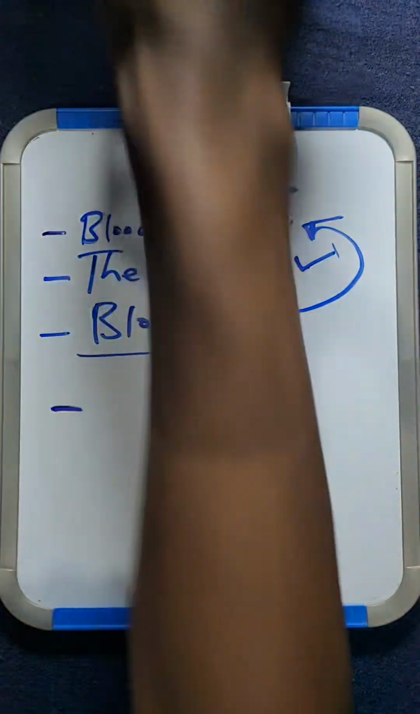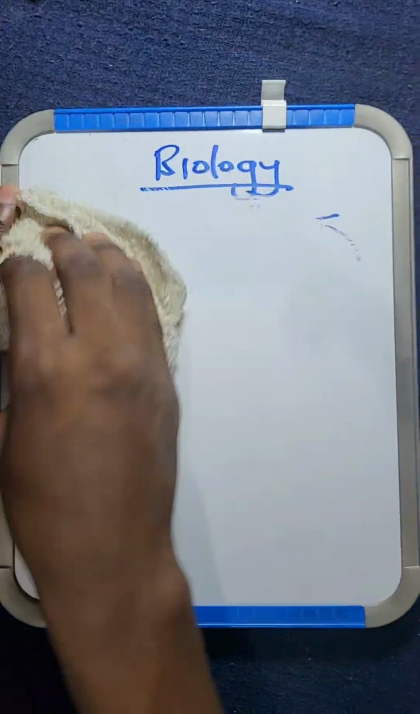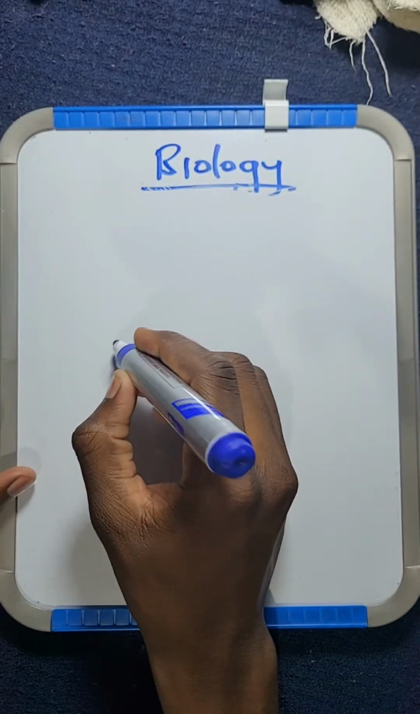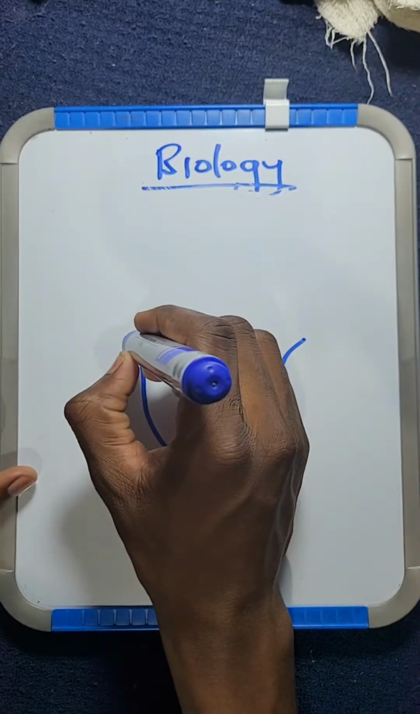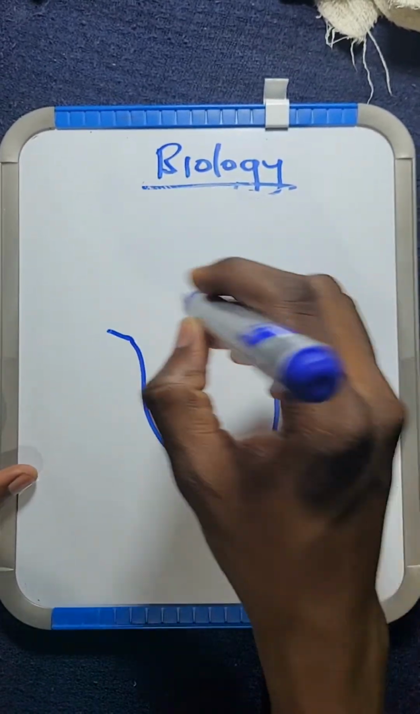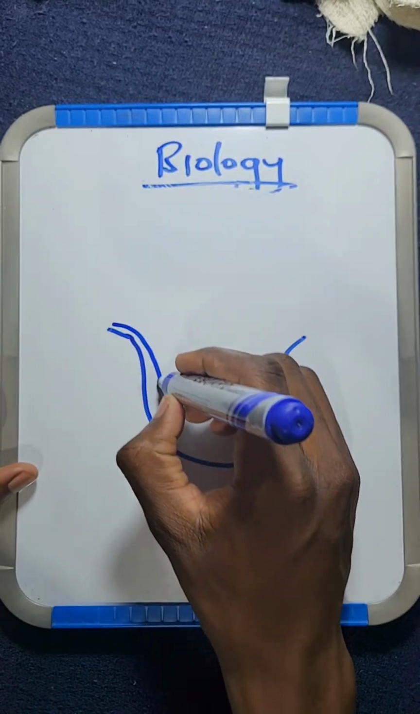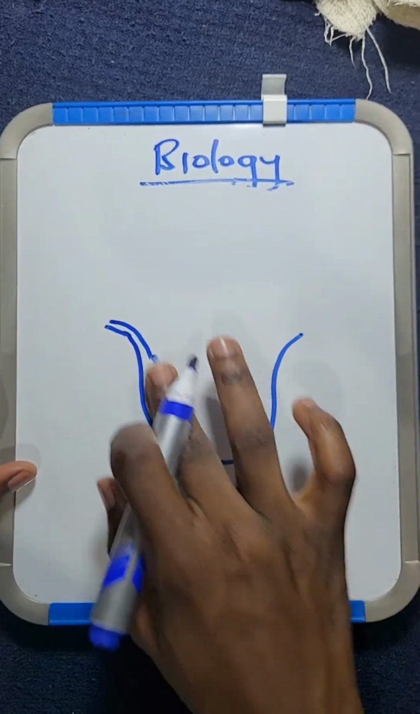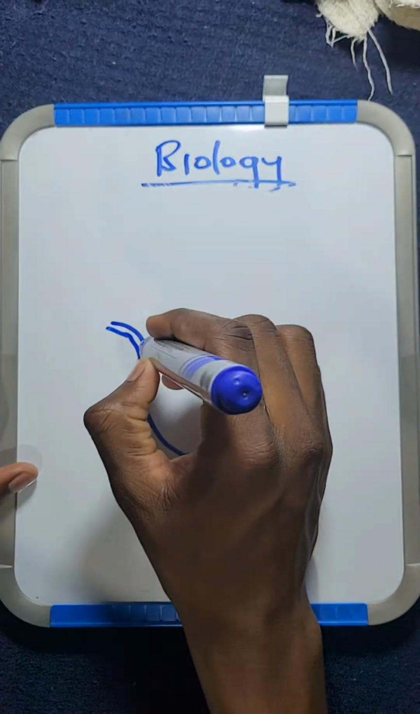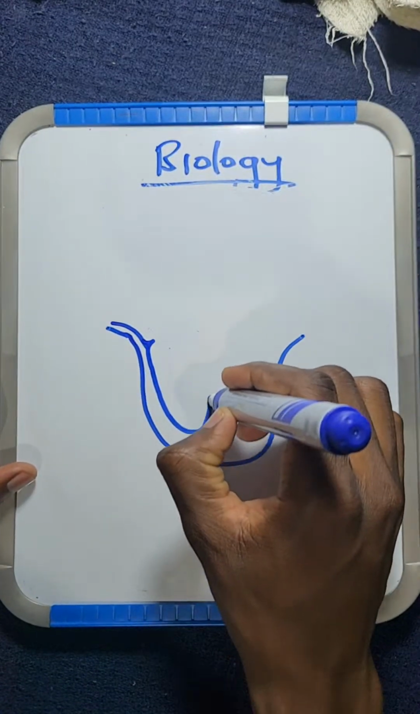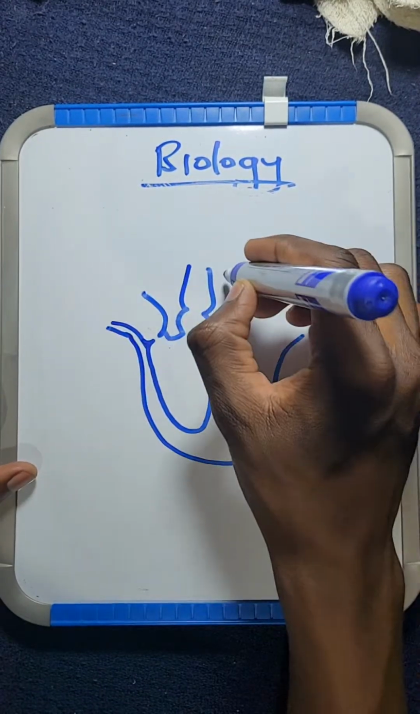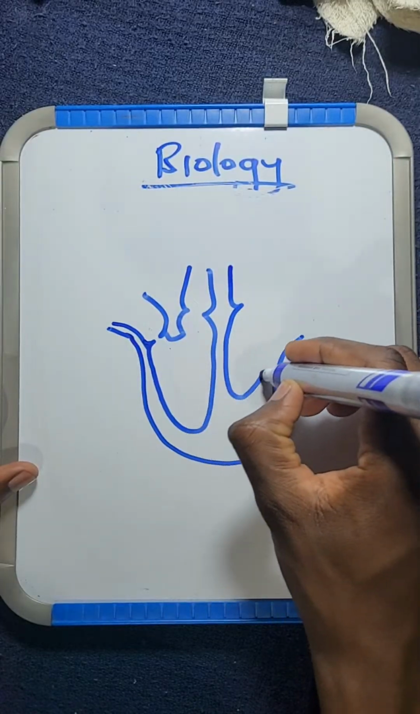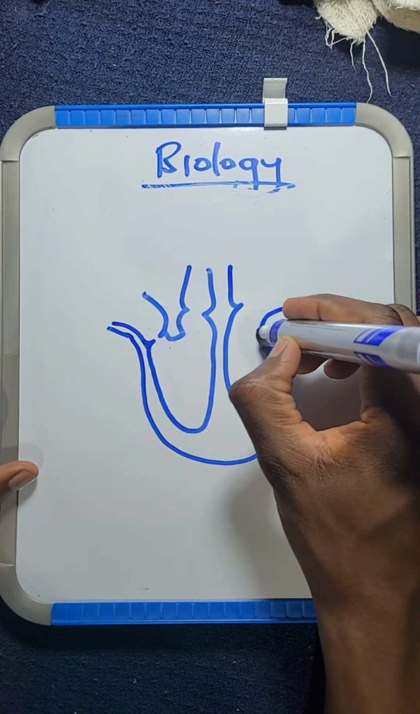Now let me just erase so that I can draw the heart. So we've got our heart here, though the space isn't that big, but I will try by all means to show that the diagram fits. We've got valves there. It goes like that. And there's another one. And it goes like that. This side is a little bit thick, like that.